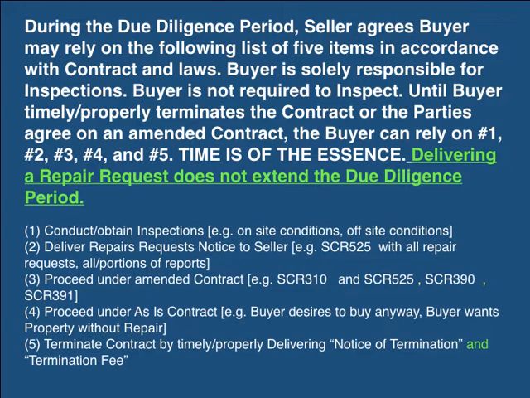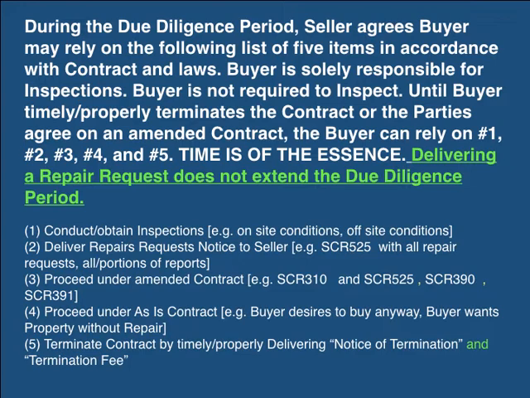Number 1 is to obtain inspections, that is on-site conditions, off-site conditions, any kind of inspections they want to do. They have a right to do that, any kind. Number 2, deliver repair request notice to the seller. That's your repair addendum. That's SCR 525. With all repair requests, all portions of reports, everything at the same time.